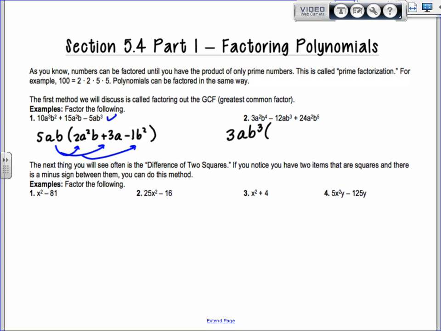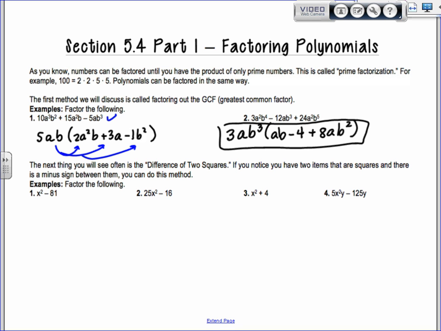So the next one. When I pull out the 3ab cubed, I need 1 more a to make a squared. I need 1 more b to make the b to the 4th. So I just have ab. Then I'm going to have minus 4. I have all my a's. I have all my b's, so I'm good. So it's just 4. And then plus 8. I only have 1 a on the outside. I need 2 total, so I need another a on the inside. And I have b cubed on the outside, so I need b squared. So that's the factored form. So it's just pulling out a GCF.